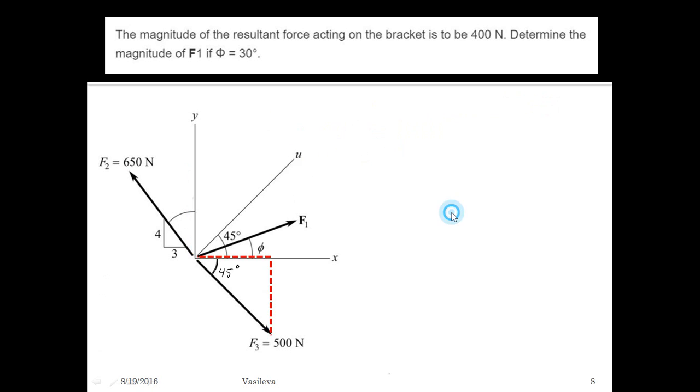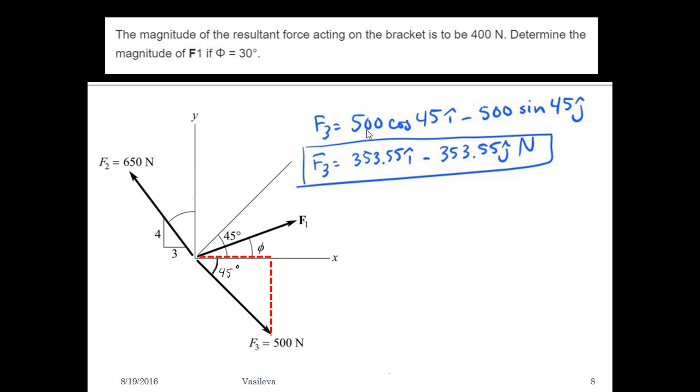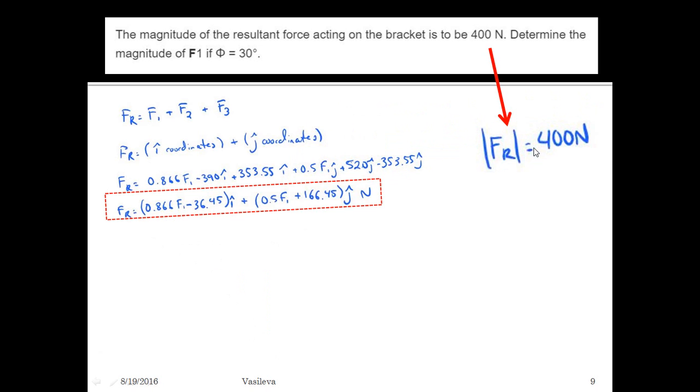From here we move on to F3. We want to decompose that into the x and the y component. The x component is in the positive x direction, so we just do 500 cosine 45, minus 500 sine 45. We do minus because the y component is going in the negative y direction. We end up with 353.55 in the x direction minus 353.55 in the y direction. So now we have F1, F2, and F3 in Cartesian coordinates.